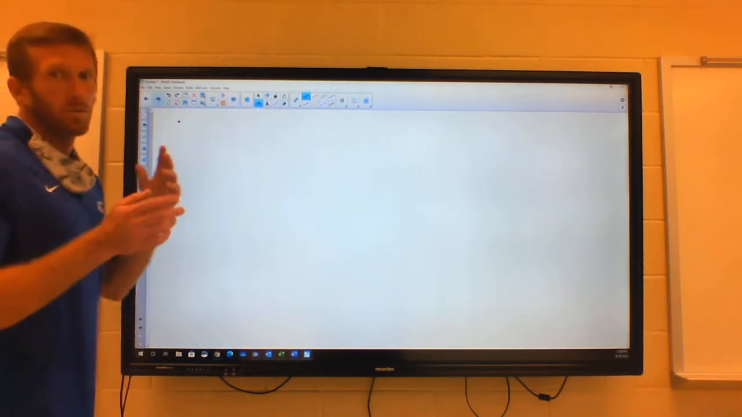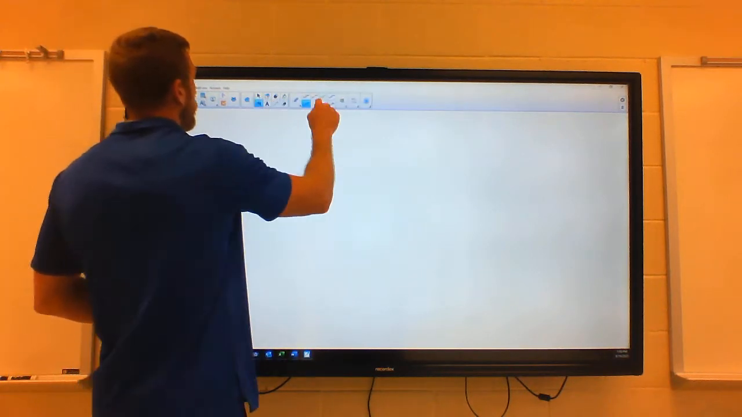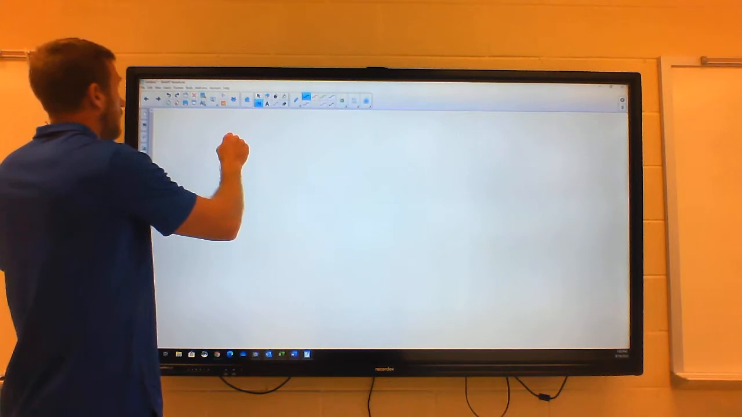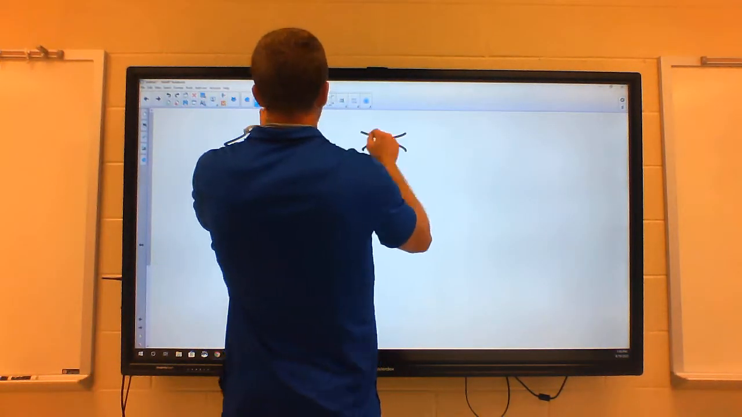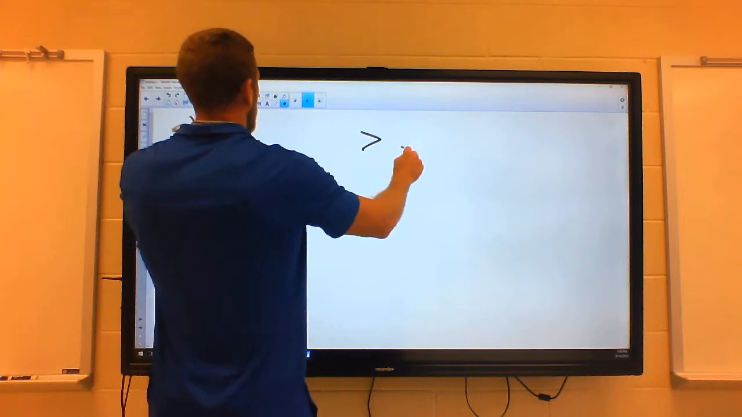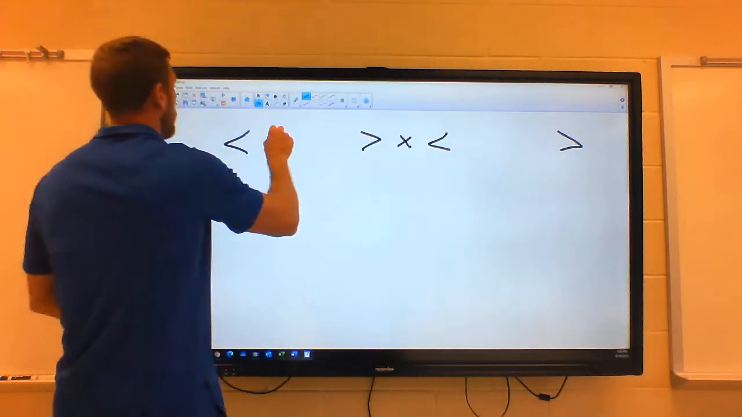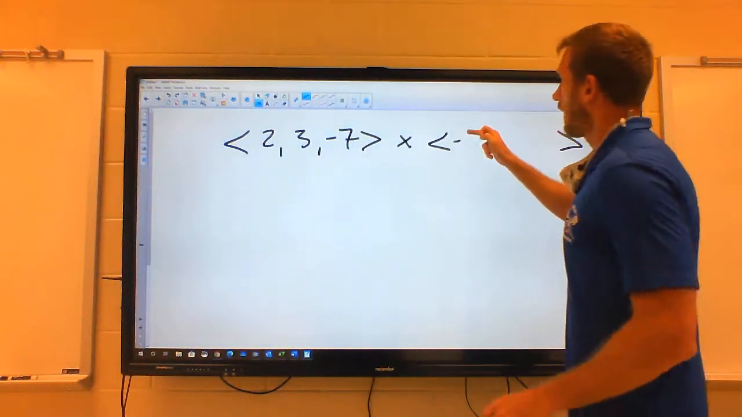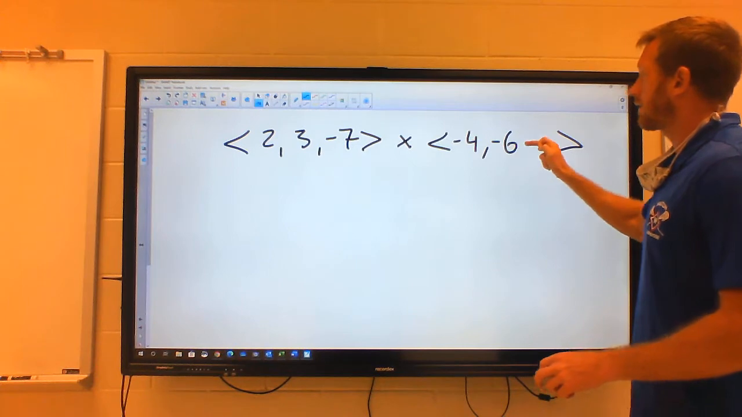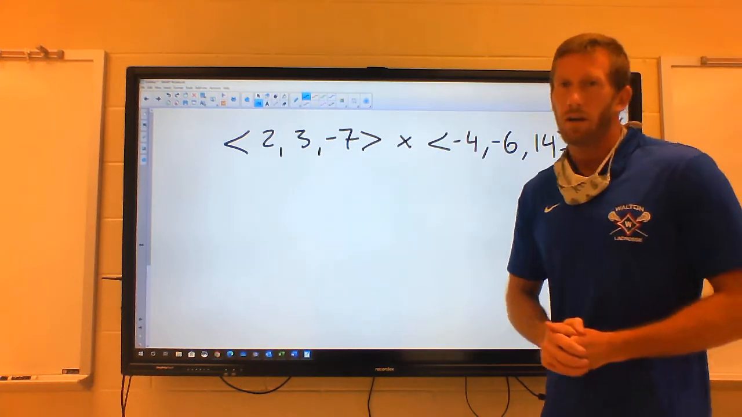Let's make this the last one of these that we're going to solve in this format. So why don't you guys at this time go ahead and find, again, I'm just coming up with these off the top of my head. 2, 3, negative 7. And we'll go with negative 4, negative 6, 14. Go ahead and find that cross product.